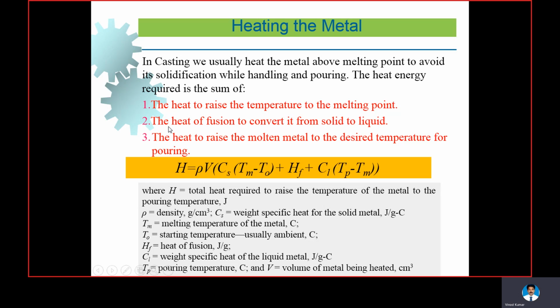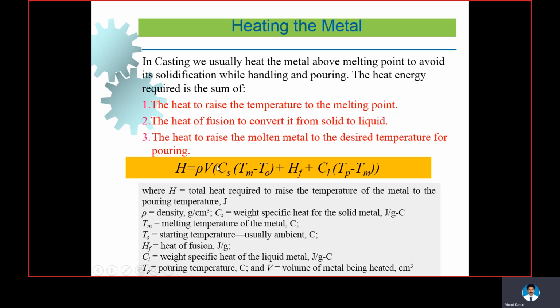Plus, now what do you need? You need the heat of fusion. So the heat of fusion to convert solid to liquid is the second stage, and the third stage is to raise the temperature of the molten metal to the pouring temperature. So again, mc, this is common for all these 3 factors. You can see here mass times c. Now the specific heat of the liquid, since the metal is in the molten stage, times Tp minus Tm. Tp is the pouring temperature and Tm is the melting temperature.